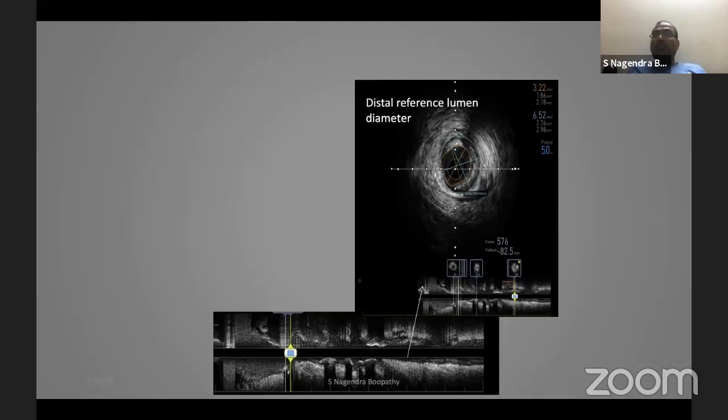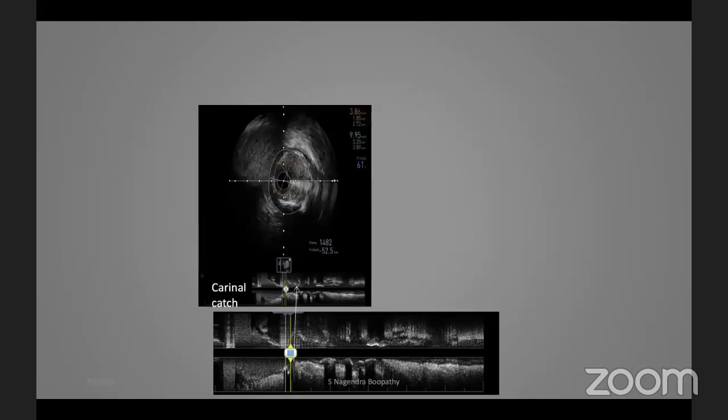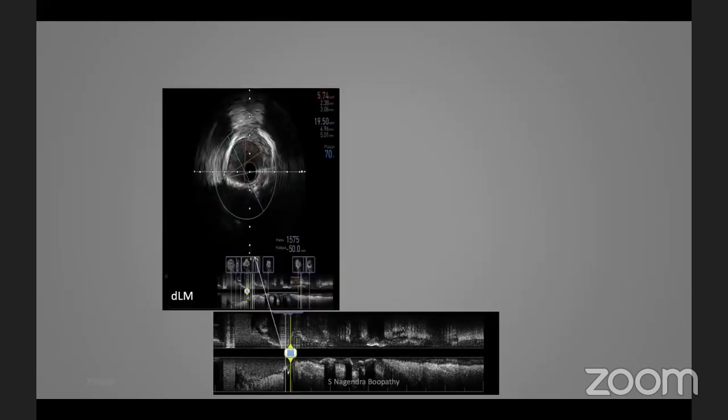Are you guys following me? Yes, sir. Sir, what we can see is a lot of calcification is there. Where do you see calcium? The left main also we could see. Left main also has calcium. Yes, excellent.